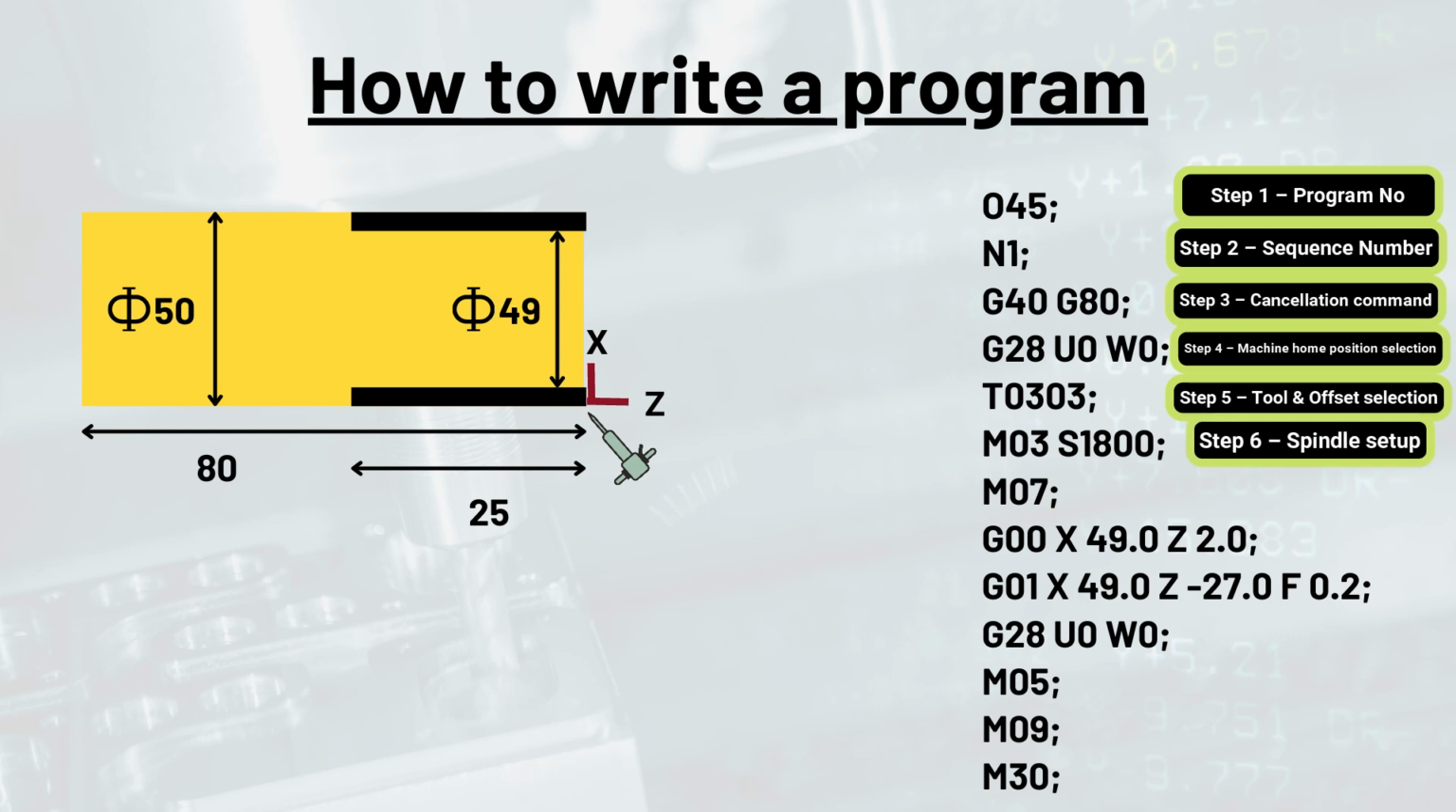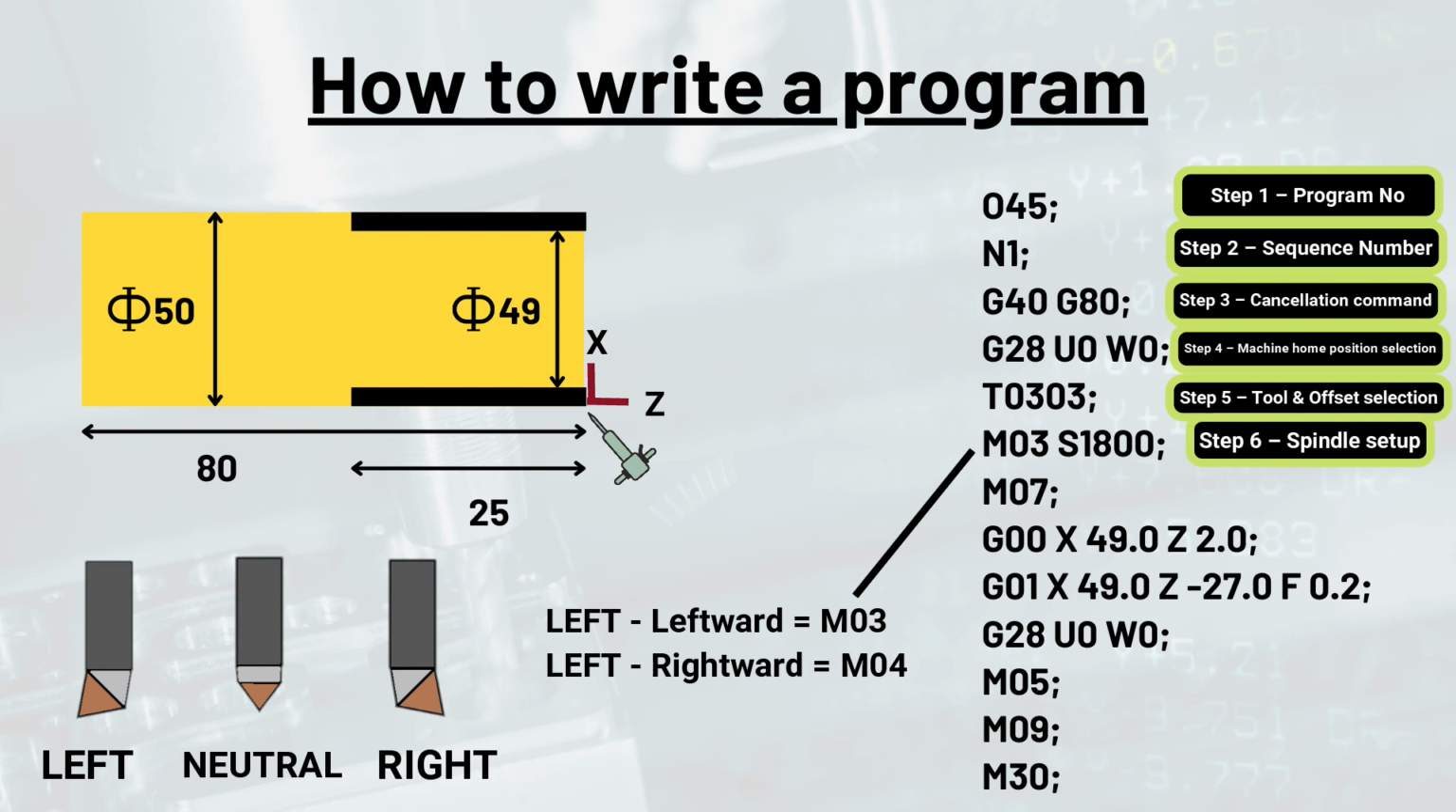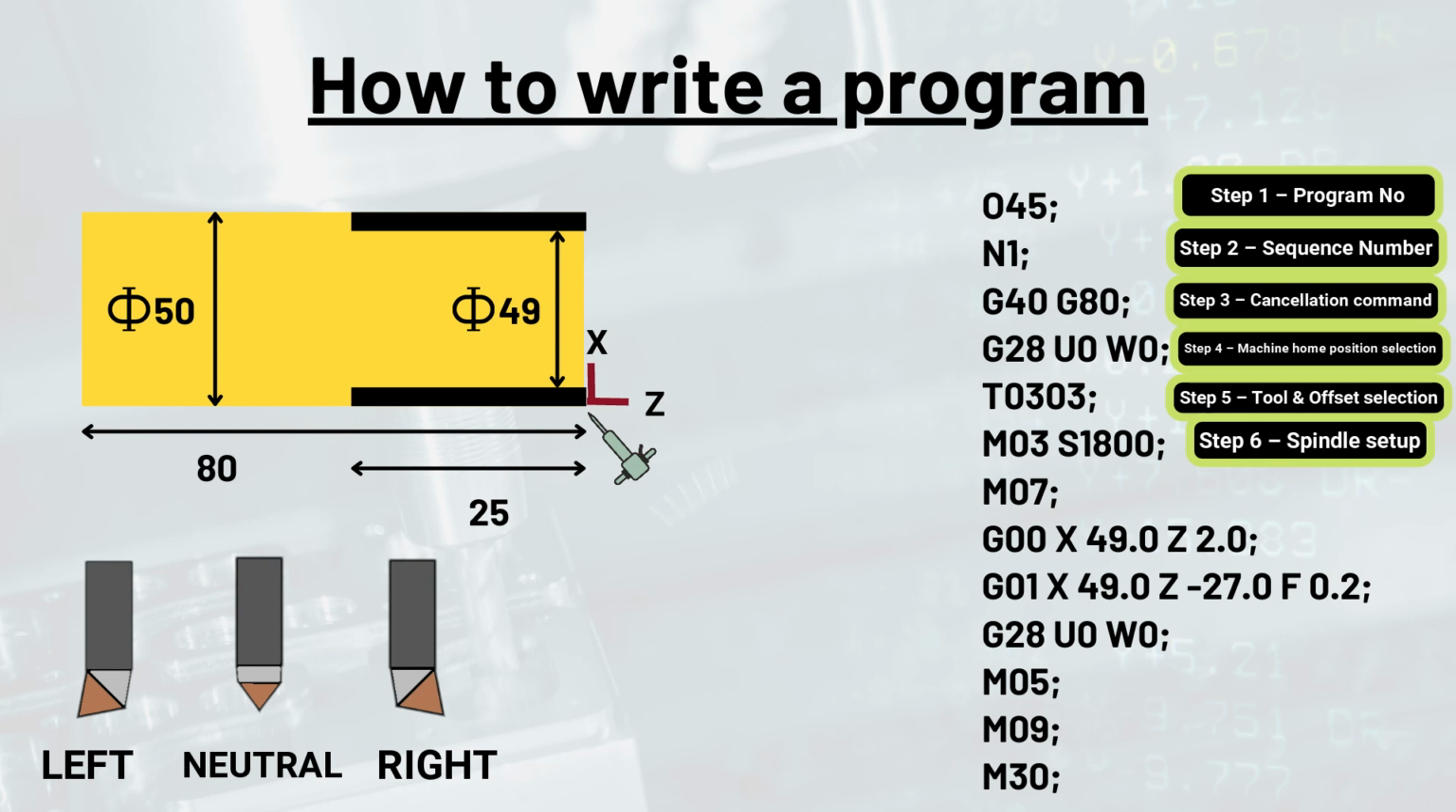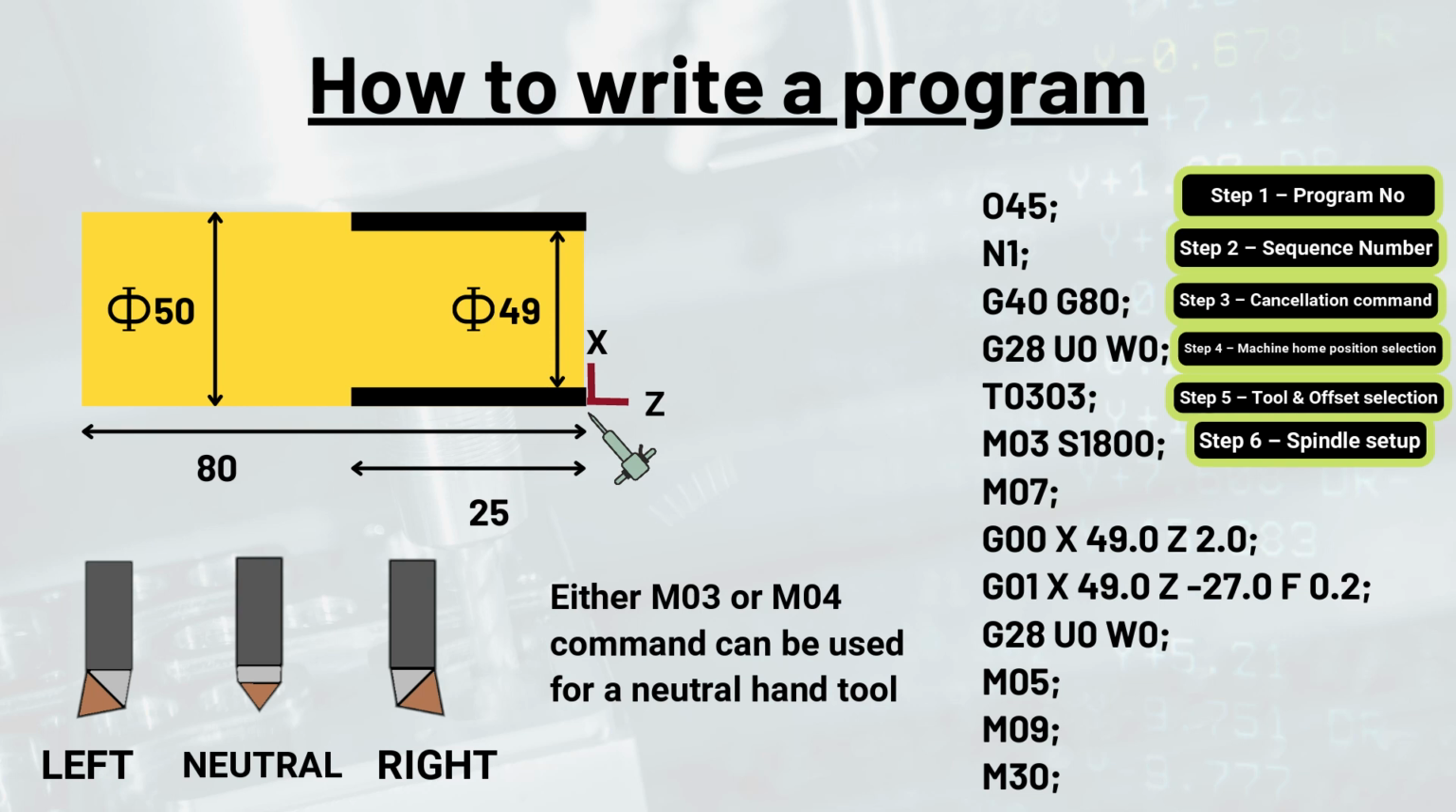The next step, or the sixth step, is setting up the spindle. If the hand of tool is left and propagation of tool towards workpiece is also leftward, then M03 command will prevail. Whereas, if the propagation of left hand tool is towards right, M04 command will prevail. Same thing goes for right hand tool as well. However, in case of a neutral hand tool, either M03 or M04 can be used.